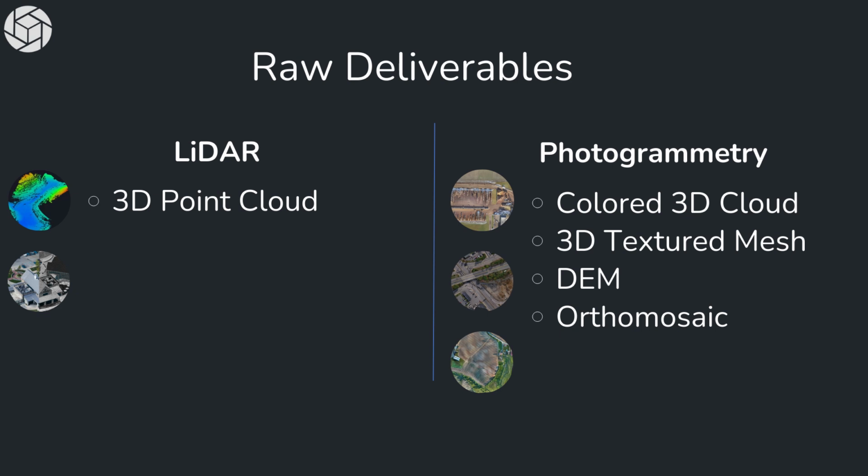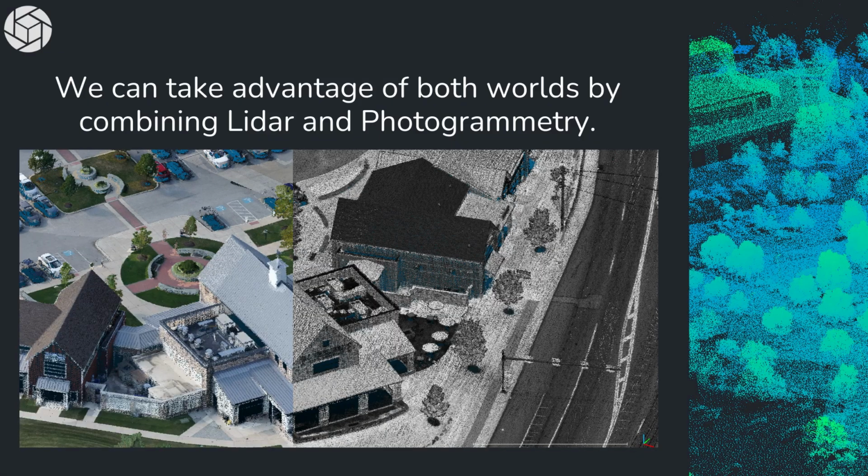We can also compare the two sensors based on the typical deliverables. LiDAR drone systems typically provide only point cloud that might not be even colorized. In contrast, photogrammetry serves us with various products including color point cloud, textured 3D mesh, and orthomosaic. We can take advantage of both worlds by combining LiDAR and photogrammetry, and that's what today's presentation is about.